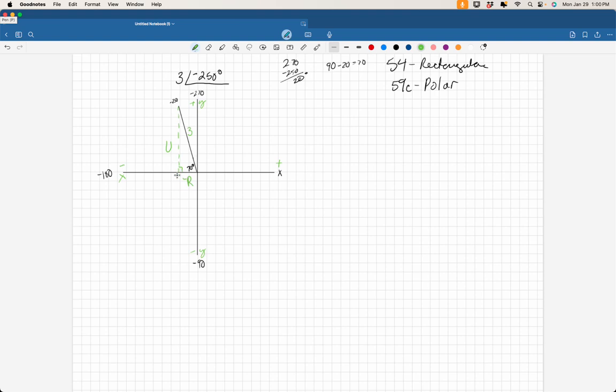So this is on the negative side of the x-axis, so it's a negative r. We've got to find this point right here. That length is your r value, and this height is your u value. So how do we do that? How do we find that? We use our degree of measure, and we use SOHCAHTOA.